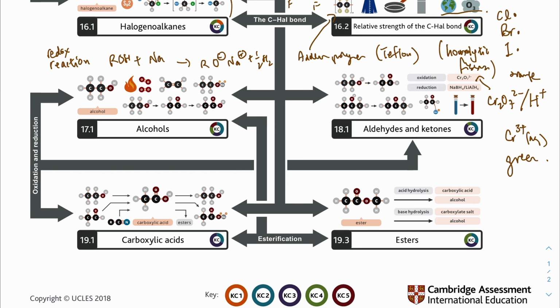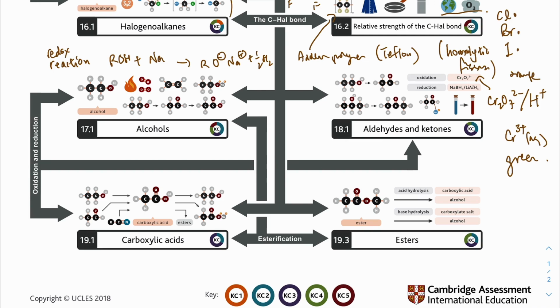Primary alcohol and secondary alcohol, they are different. You look at the carbon with the OH, and how many other carbons is it bonded to? If the carbon with the OH is bonded to one other carbon, it's a primary alcohol. If the carbon with the OH is bonded to two other carbons, it's a secondary alcohol, and so on.